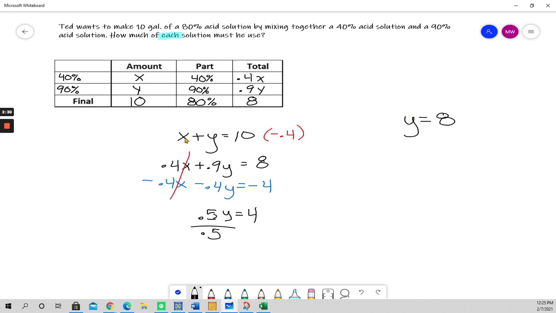I'm going to take that 8, I'm going to plug it back in. So x plus 8 equals 10. Subtract 8 from both sides. x equals 2. So what does that mean?